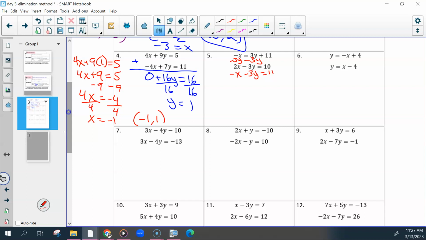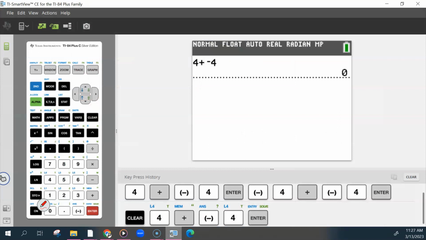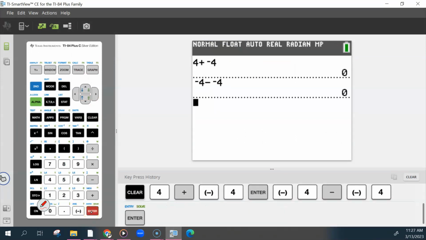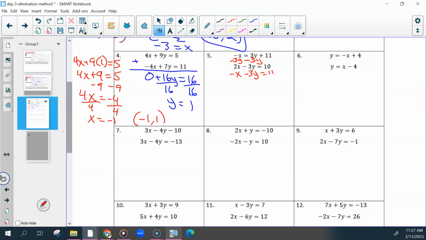Are you sure? Mm-hmm. And for these, if you're not sure, you can still double check. So -4 minus a -4 should give you 0. In general, if you have 2 positives or 2 negatives, you should be subtracting. If one of them is positive and the other is negative, you should be adding.